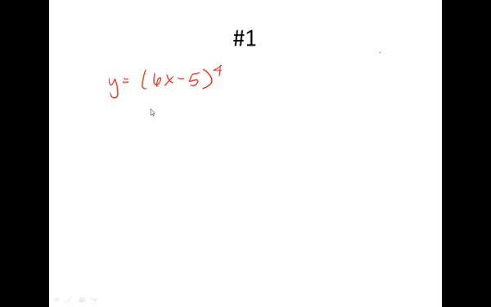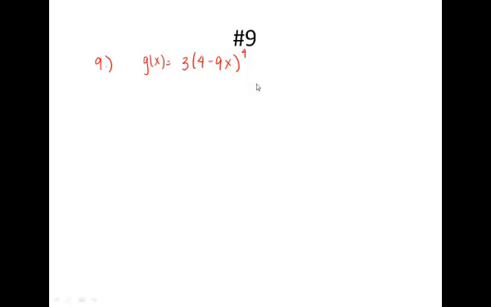Number 1, all it asks you to do is they give you this function and they ask you to identify the inner function and the outer function. So they have this chart that you need to fill out. You would just say, well, u equals g of x. What is our inner function? In other words, it's g of x, or 6x minus 5. Then it asks you what is y, the overall function, or in other words, f of u. So no matter what type of notation you prefer, you know that it's u to the 4th. Okay, so there you have it.